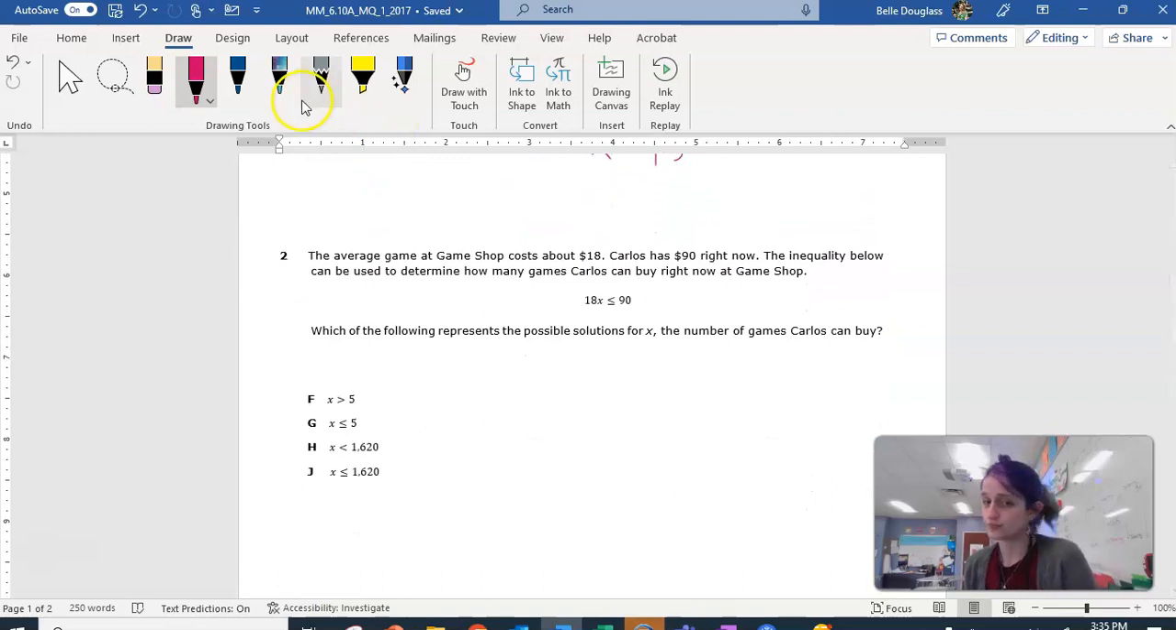Number 2, reading. Really, it's just asking you to solve that inequality. So go ahead and show your work. I will not accept an answer that's just randomly circled. You have to have work on the page.